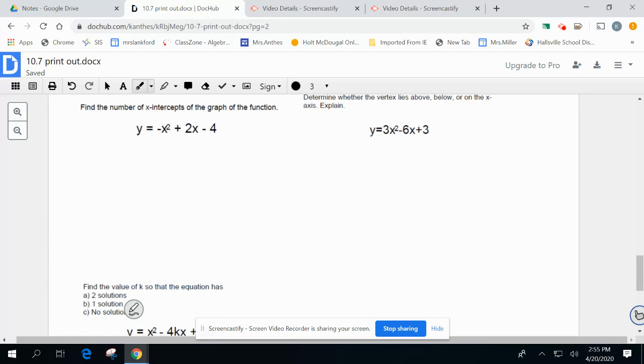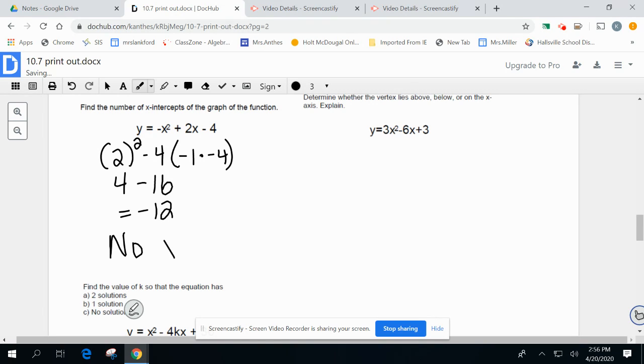Okay. On the next problem, 2 squared minus 4 times negative 1 times negative 4. So that would be 4. And then negative 4 times negative 1 times negative 4 is a negative 16. So this is negative 12. So that means that this has no x-intercepts.